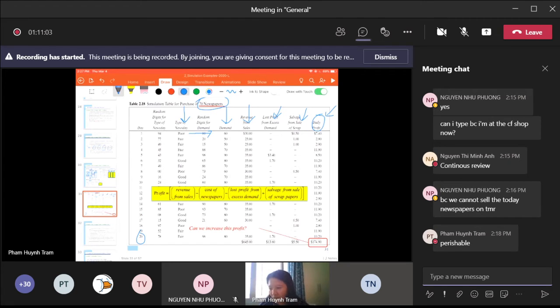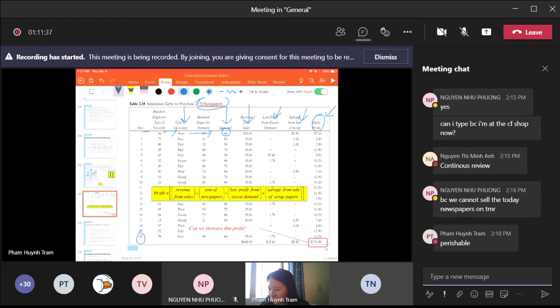Day one, we generate a random number, we get 94, so that day is a poor day. Then we get another random number, and we use the table for the poor day demand, and we get the demand is 60. So it means that we have 70 newspapers, and we can only sell 60 newspapers.